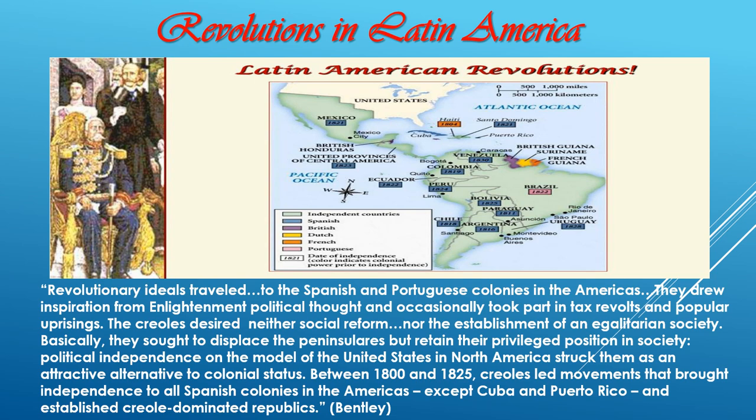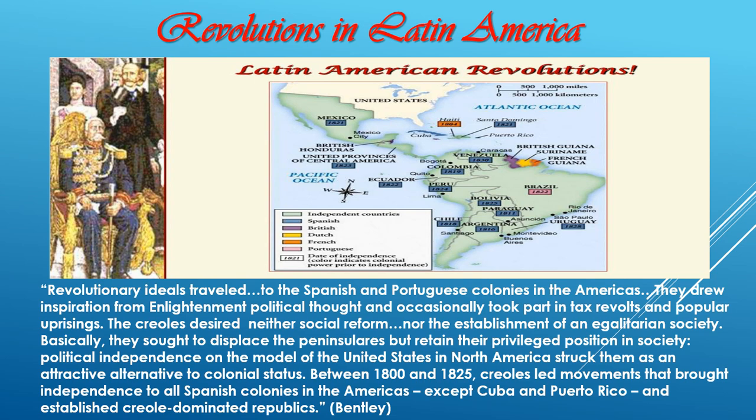The Creoles, remember, the Creoles are the class of people in Latin America who were born in Latin America, but are of European background and blood, desired neither social reform nor the establishment of an egalitarian society. Basically, they sought to displace the peninsulares, but retain their privileged position in society. Political independence on the model of the United States and North America struck them as an attractive alternative to colonial status. So they, of course, looked at what was happening a few decades before in the U.S.